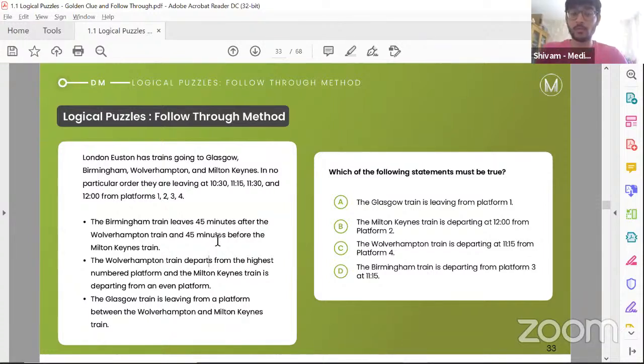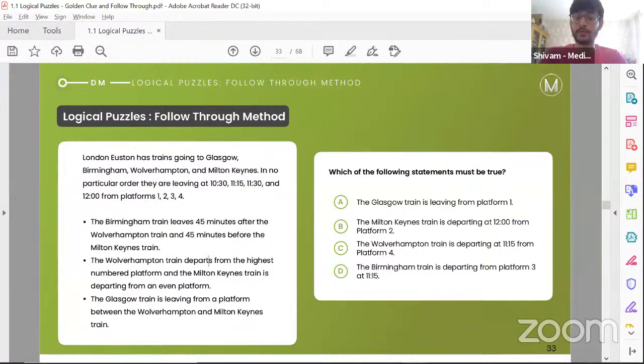Exactly. So what can we basically confirm from this? So what leaves at 10? What leaves at 11:15 then? Therefore, the 11:15 will be at Birmingham. Yep. And then Wolverhampton will be 10:30, and then Milton Keynes at 12. Exactly. So we 100% know that is correct.